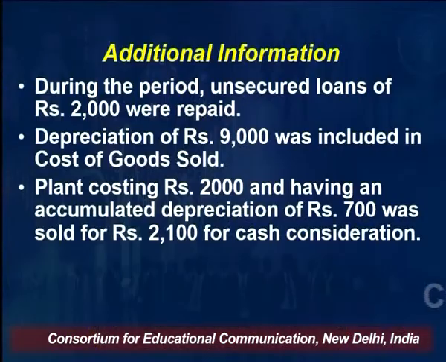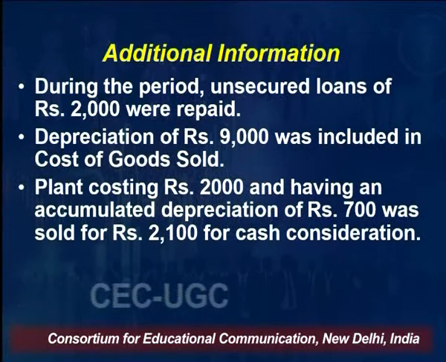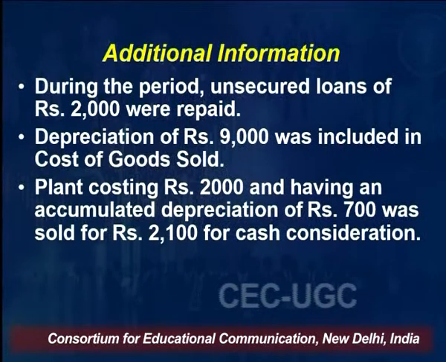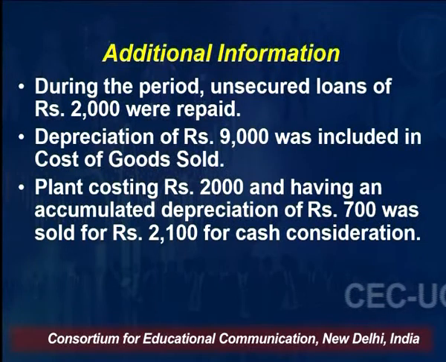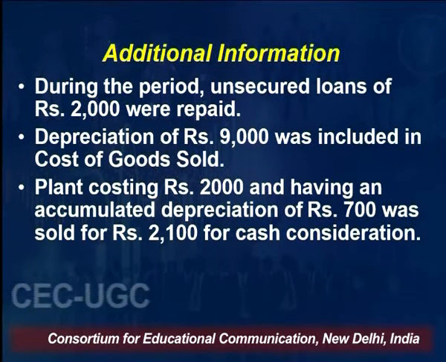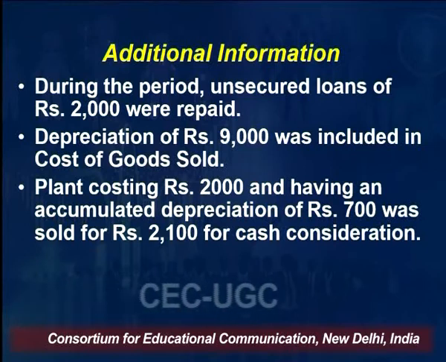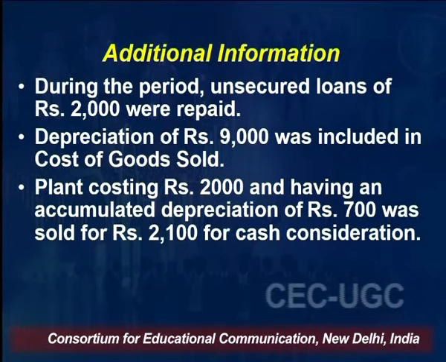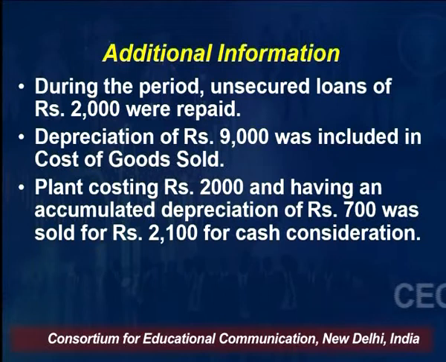Plant costing rupees 2,000, having an accumulated depreciation of 700, was sold for 2,100 for cash consideration. So the WDV of plant was 2,000 minus 700, that is 1,300, and the company sold it at 2,100, which means the company has booked a profit of rupees 800 on sale of plant. So this becomes a non-operating item.